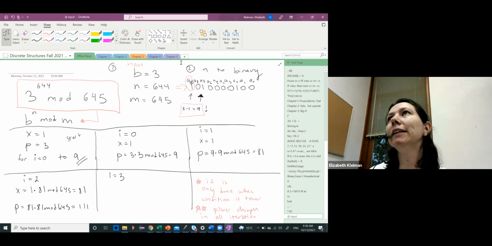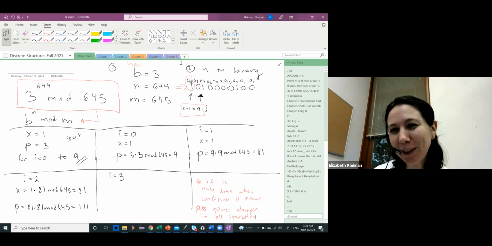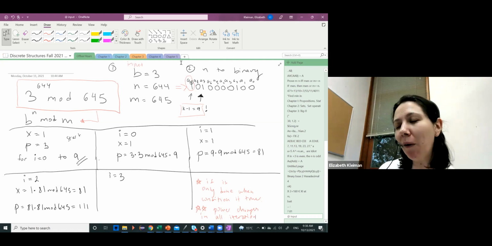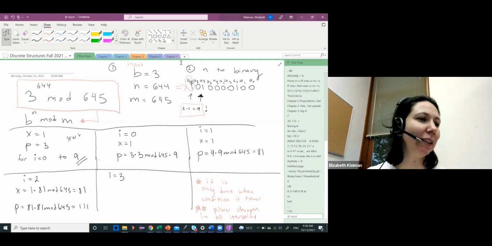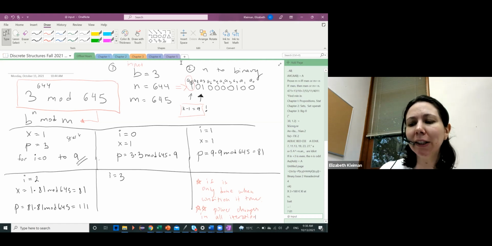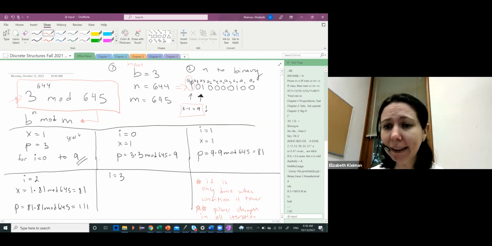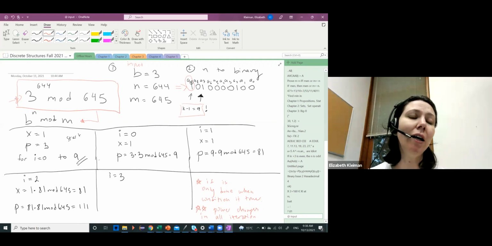Since RSA is very commonly used for encryption, and the whole RSA scheme is explained in our textbook, I believe in section 4.6 maybe. If you're interested, read about it, but you're going to see what it's all built upon: calculating those types of things. So this algorithm is important. It has real life usage.